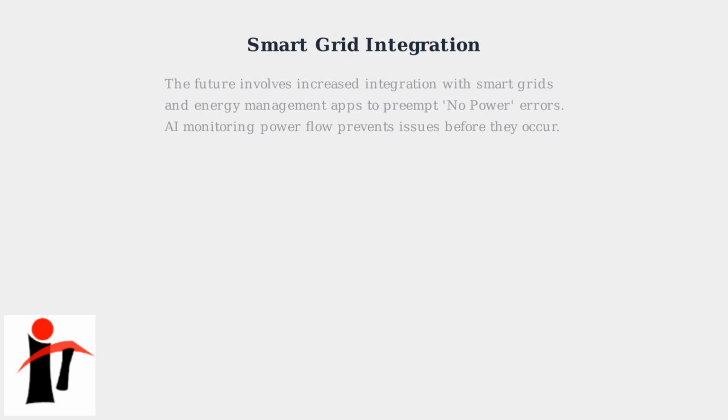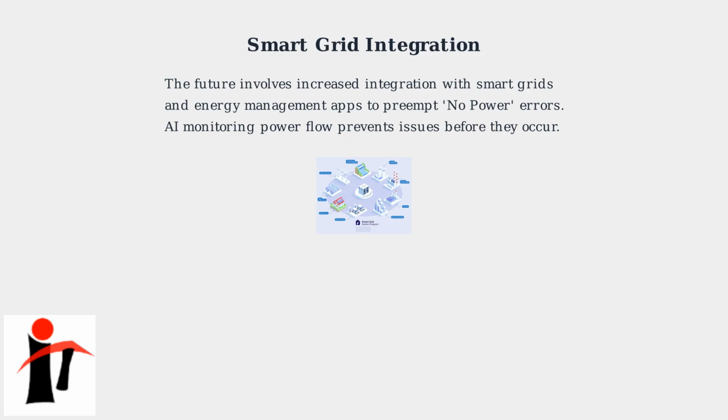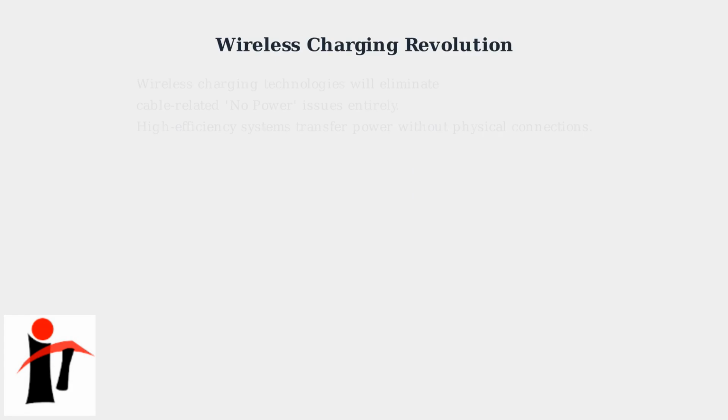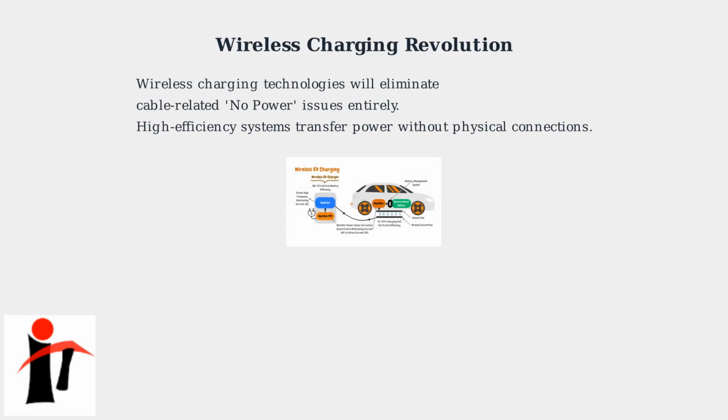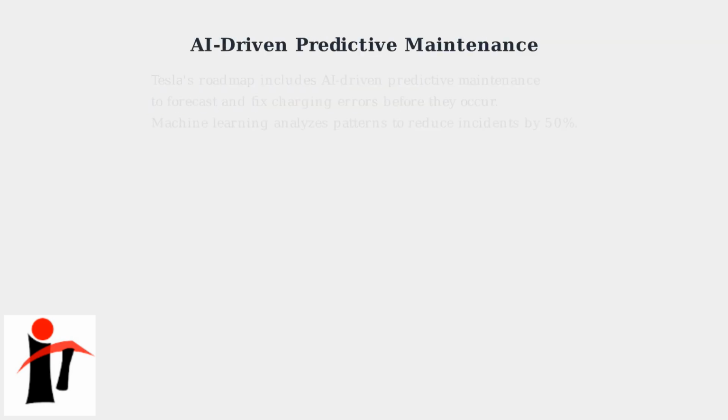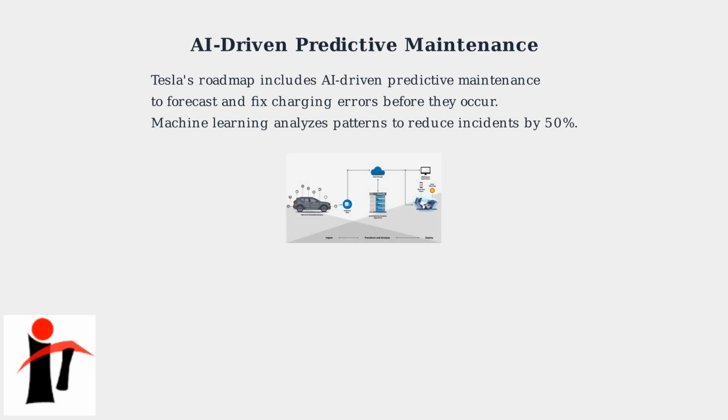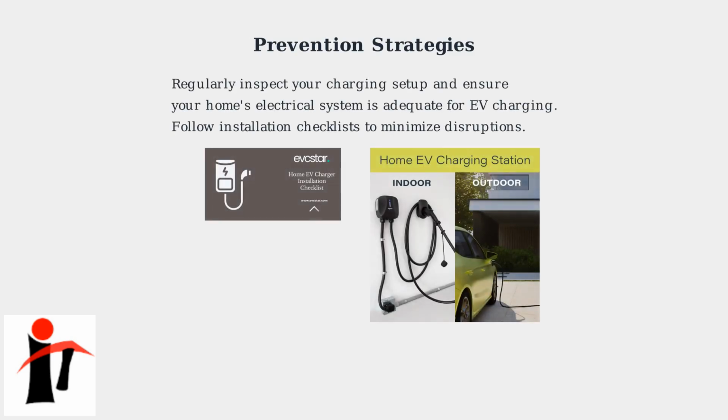The future of EV charging brings smarter, more autonomous systems that will transform how we handle charging issues. Increased integration with smart grids and energy management apps will preempt no power errors through AI monitoring of power flow, reducing issues before they start. Wireless charging technologies will eliminate cable-related no power issues entirely, with high-efficiency systems achieving 88 to 93% grid-to-battery efficiency. Tesla's roadmap includes AI-driven predictive maintenance using machine learning to forecast and fix charging errors before they occur, potentially reducing incidents by 50%.